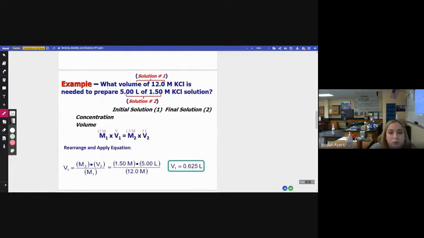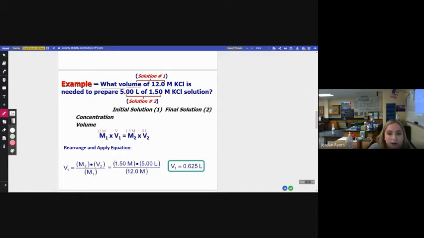So here's an example. What volume of 12 molar potassium chloride is needed to prepare 5 liters of 1.5 molar potassium chloride solution? So we have 3 given, so we are looking for volume in our solution 1. So I always start by writing out this equation, and then I just put what we're given right above. So I'm given 12 molar for my solution number 1. I don't know my volume, so I just put V.